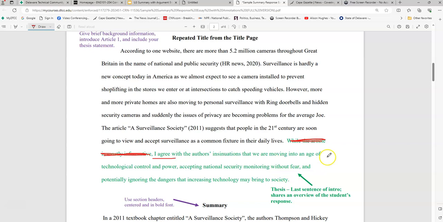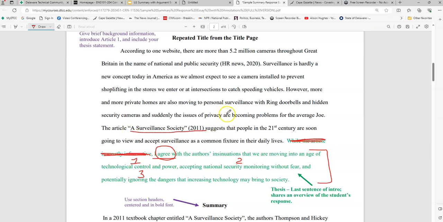So when I read this particular response, the first thing that I notice is that all 3 points are in agreement. Now keep in mind, I want to see both sides with your paper, but with this particular sample, all 3 points are in agreement. And then there are 3 reasons: an age of control and power, national security monitoring, and then potentially ignoring the dangers. So this particular student agrees with three main points that the author is making in this article, A Surveillance Society.